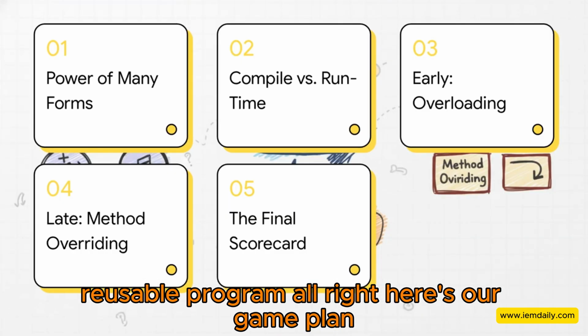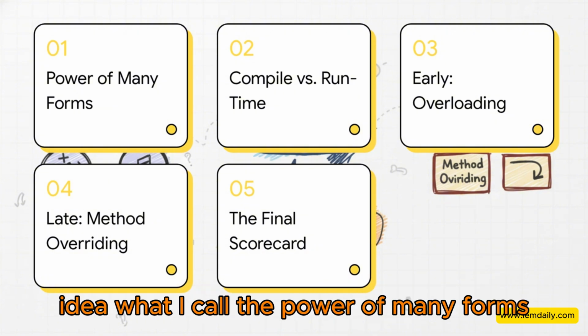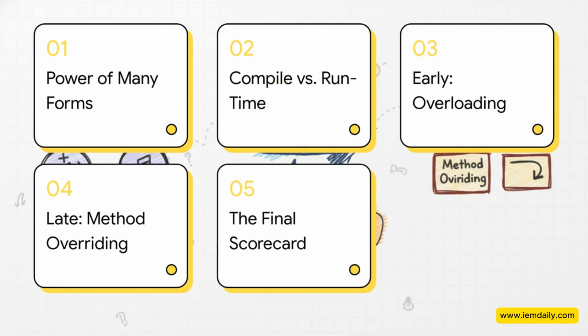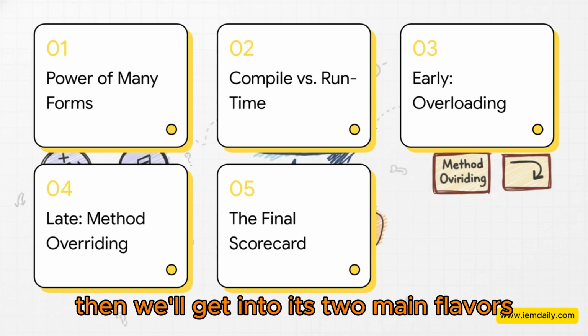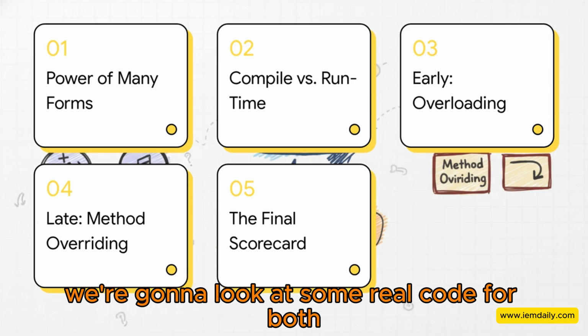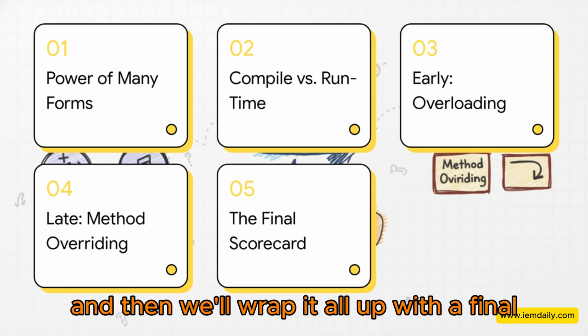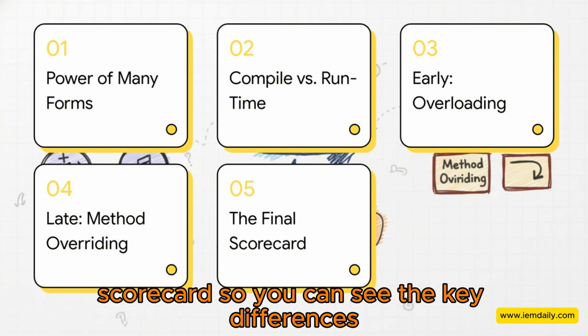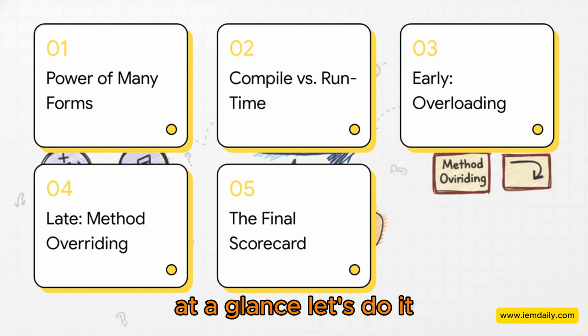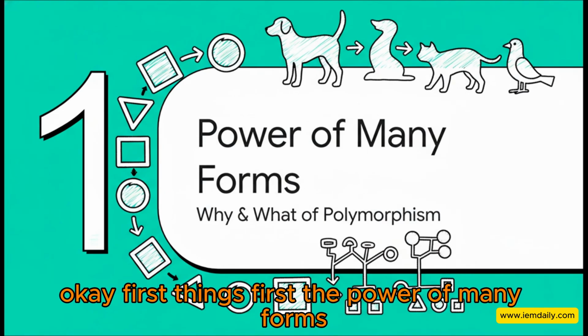All right, here's our game plan. We'll start with the main idea, what I call the power of many forms. Then we'll get into its two main flavors, compile time and runtime. We're going to look at some real code for both, and then we'll wrap it all up with a final scorecard so you can see the key differences at a glance. Let's do it.